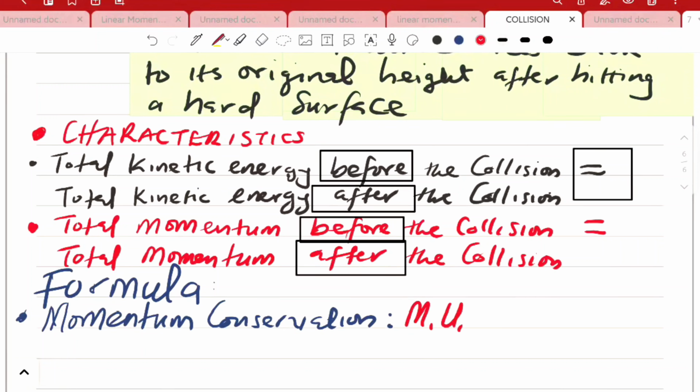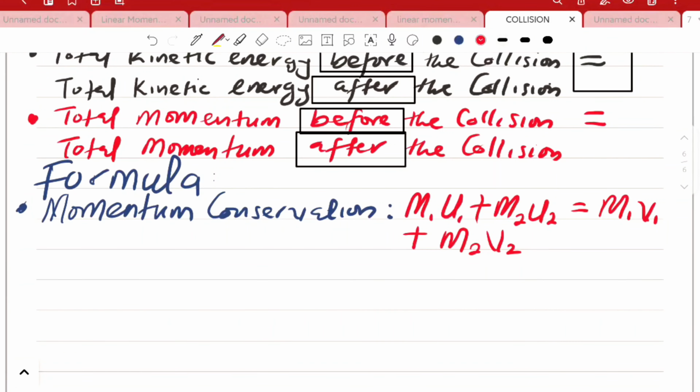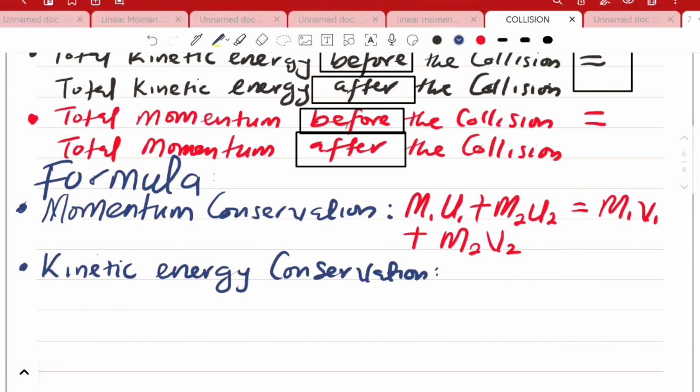Momentum conservation. We have m1 u1 for the first body plus m2 u2 will equal m1 v1 plus m2 v2, if these involve only two bodies, which is m1 and m2. Then for kinetic energy conservation, recall that kinetic energy is equal to half mv squared.